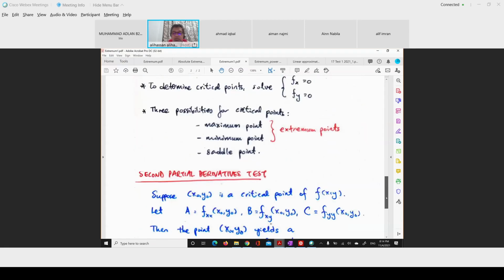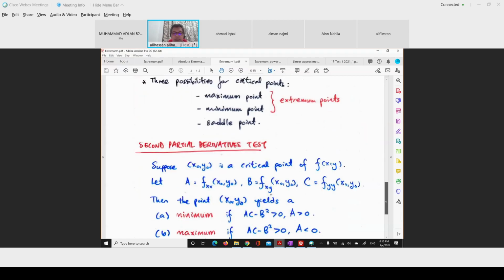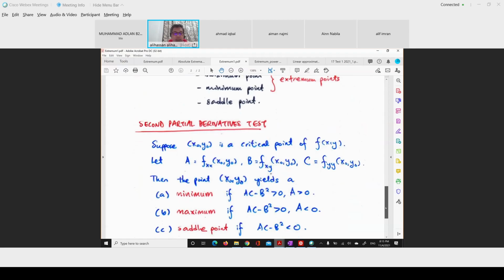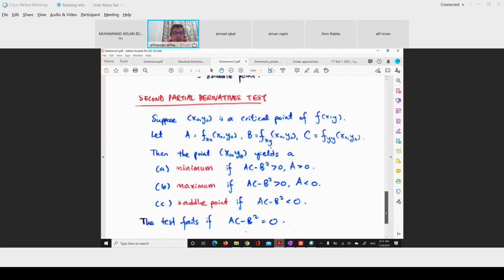So, having found a set of critical points, how do we determine the nature of the critical point: minimum, maximum, or saddle point? So we have a test which is called the second partial derivative test. For a function of single variable, we have the first derivative test, but we don't have the first derivative test for a function of two variables. We have the second partial derivative test.